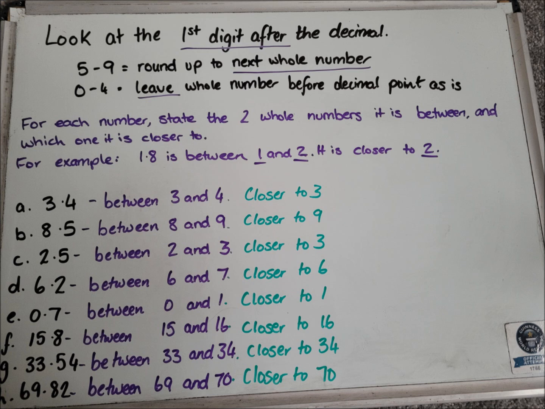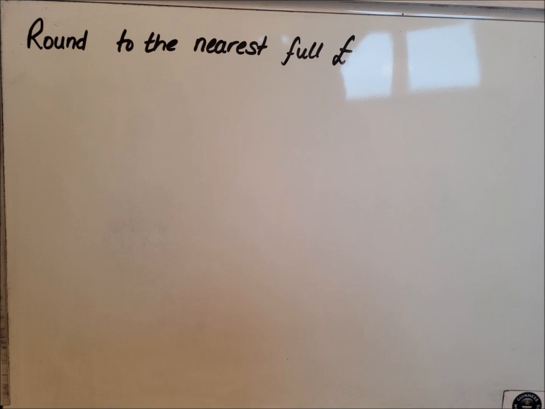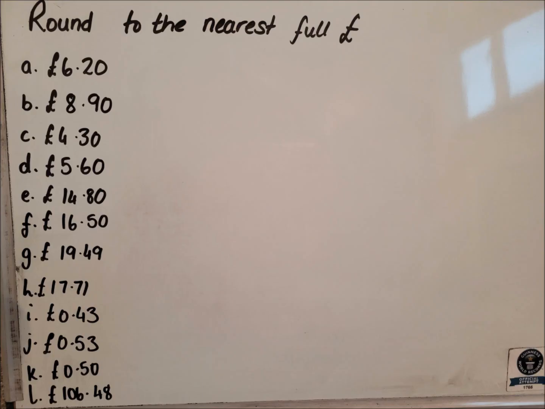That's not a problem. Last activity, we are going to link our knowledge to money. This time I would like you to round these amounts to the nearest full pound. So we're still using our knowledge of looking at the first number after the decimal point, and we're rounding to the nearest full pound. So here are the examples here. Again, just pause the video, work through this. Remember, we're only looking at the first digit after the decimal point. We'll get the answers in a little moment.